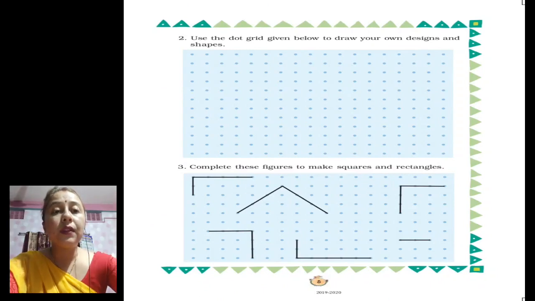Use the dot grid given below to draw your own design and shapes. So here we will draw the shapes by using our own design with the help of the dots. And number 3, complete these figures to make squares and rectangles. So you can see the half of the figure is given, and using the dots we will make the full figure of rectangles, squares and triangle.